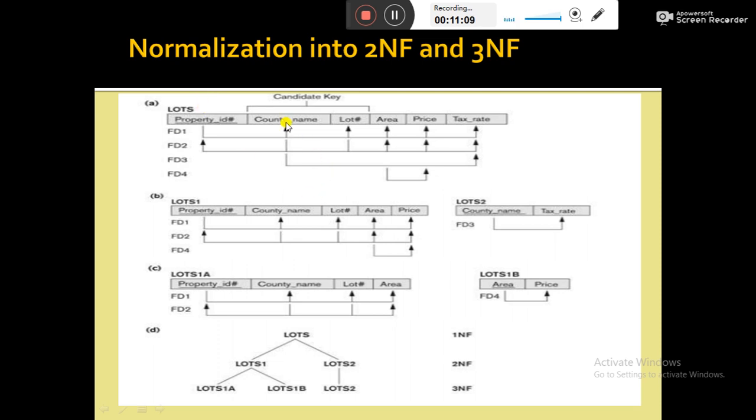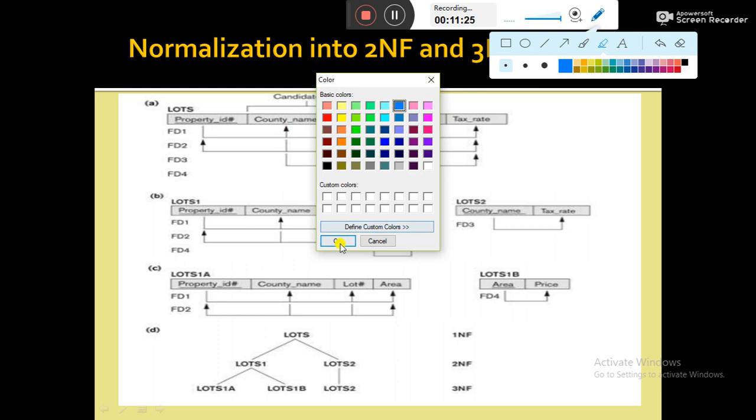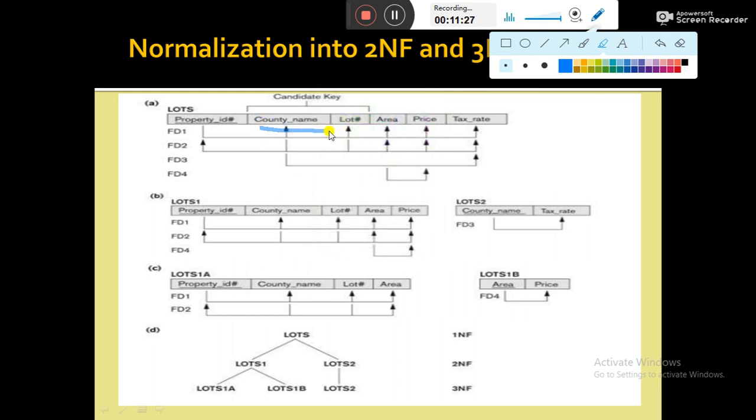If you choose county name and lot number as the primary key, there will be no issue. It's perfectly okay. County name and lot number is designated as a candidate key. So we can conclude that the combined value of county name and lot number will be able to uniquely identify a particular record.